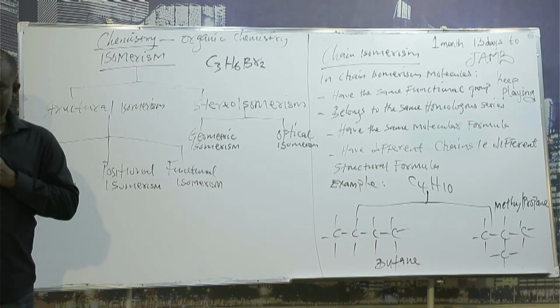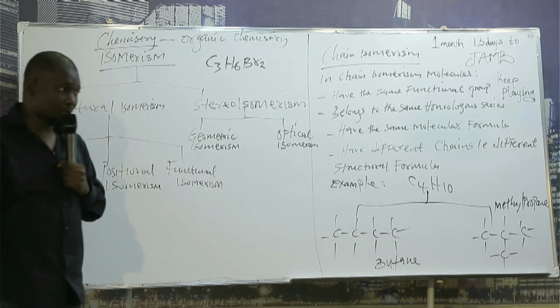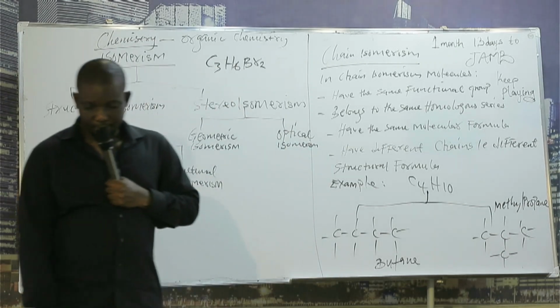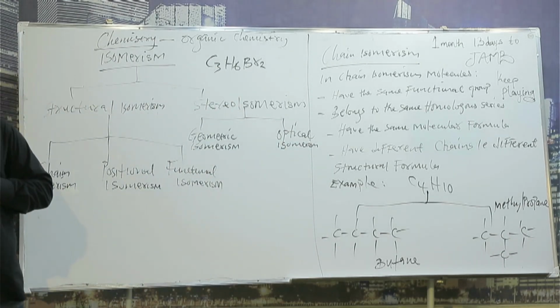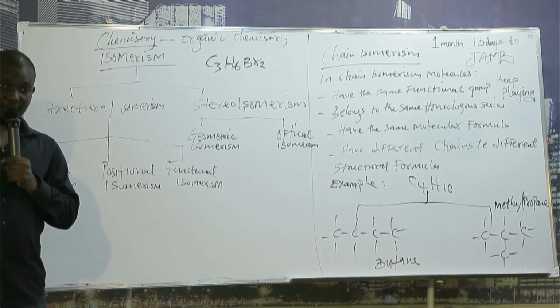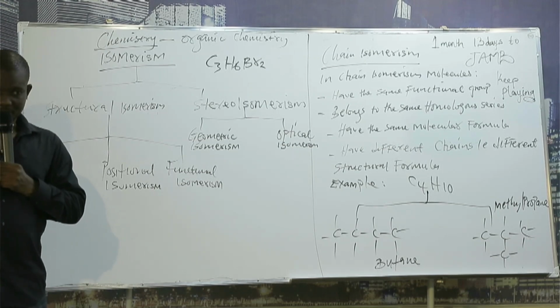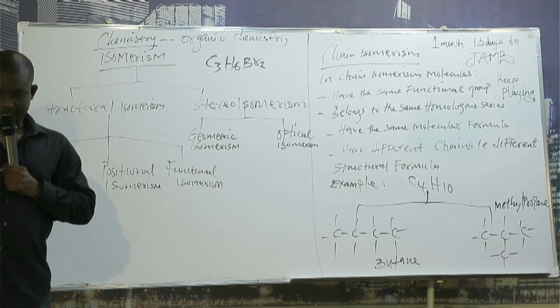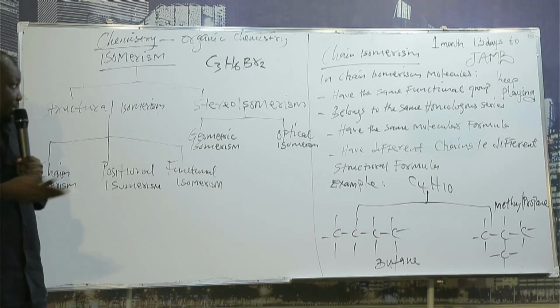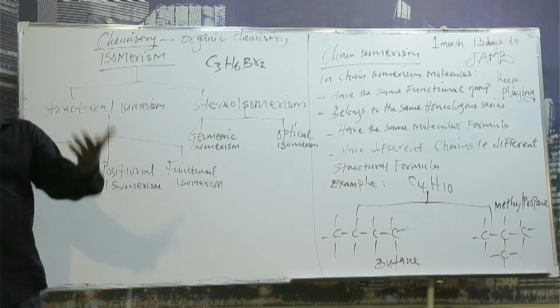C3H6Br2 is on your screen. Answer is what? The answer is what? 4. Your answer is 4. Is it by guesswork? Or have you seen it in a past question before? Are you like, okay, I've seen this before. This is 4. Well, I say, how many structural isomers are there?